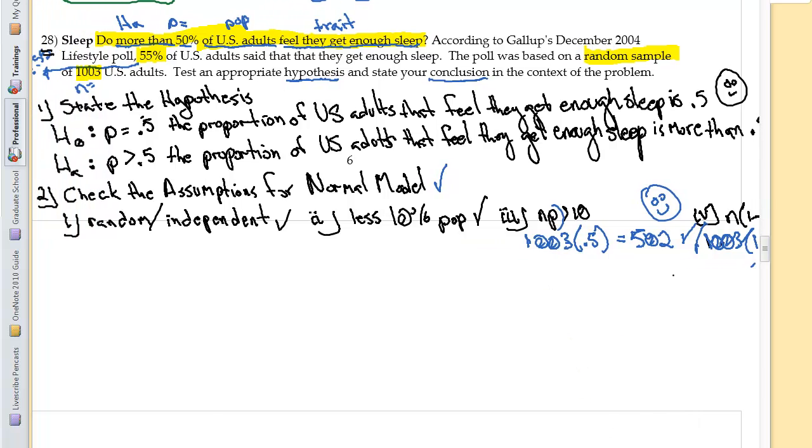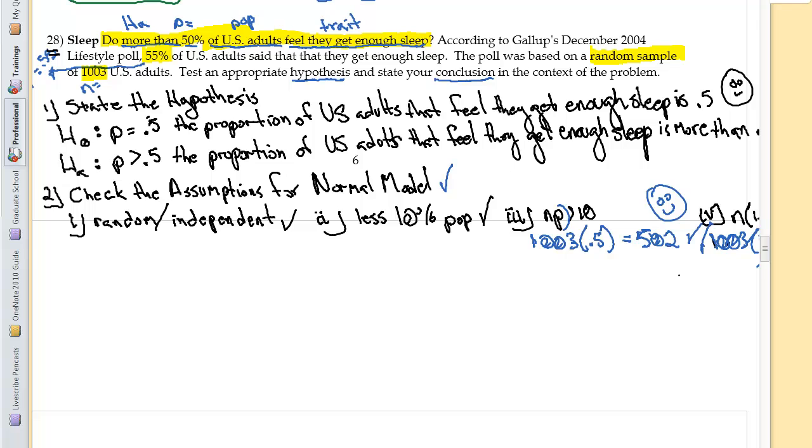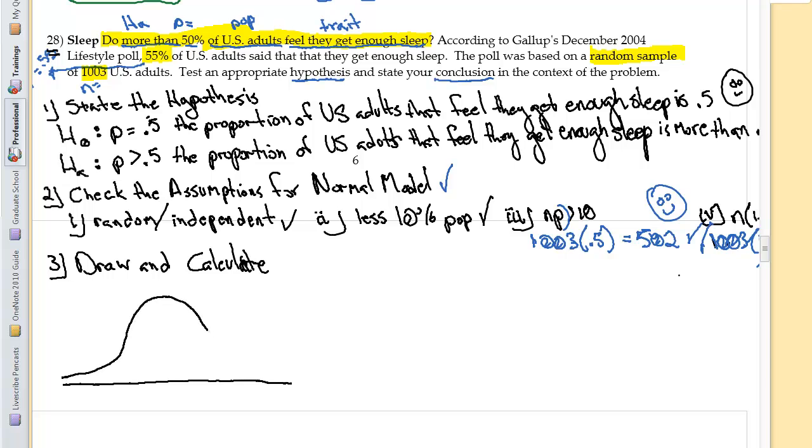So now that I can use my normal model, the third thing that I want to do, oh crumbs, I picked the wrong color. You can't see it, but I'm picking the wrong color. Alright, here we go. So step number 3 is draw and calculate. For draw and calculate, I want to draw the normal model. Oh, I thought this was going to look terrible, but it actually doesn't look too bad. I'm really not used to using the stylus for this. Alright, so there it is.